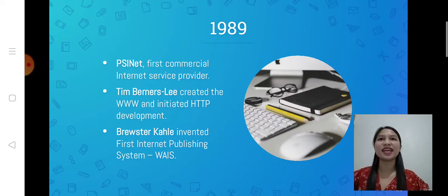In 1989, three Internet milestones were achieved. First, the Packet System Interface Network, or PSINet, became the first commercial Internet service provider. Second, Tim Berners-Lee created the www and initiated HTTP development. And lastly, Brewster Kahle invented the first Internet publishing system, Wide Area Information Server, or WAIS.